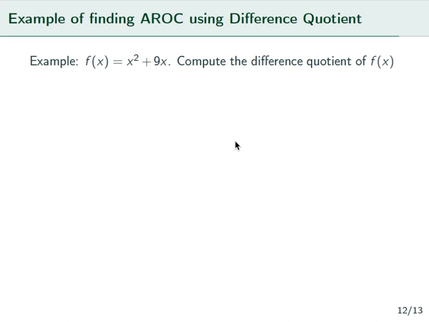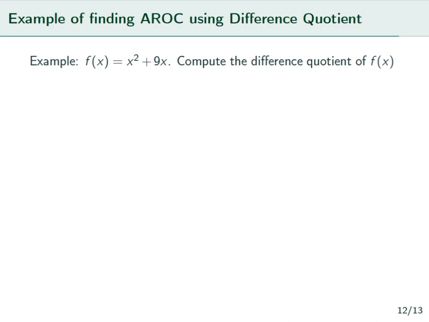So let's look at this example. Compute the difference quotient of f of x. It's called a difference quotient because we're finding the difference in output quantity over the difference in input quantity, and it's a quotient. It's just a name, but the meaning is average rate of change. So this asks us to find the general expression that represents average rate of change.